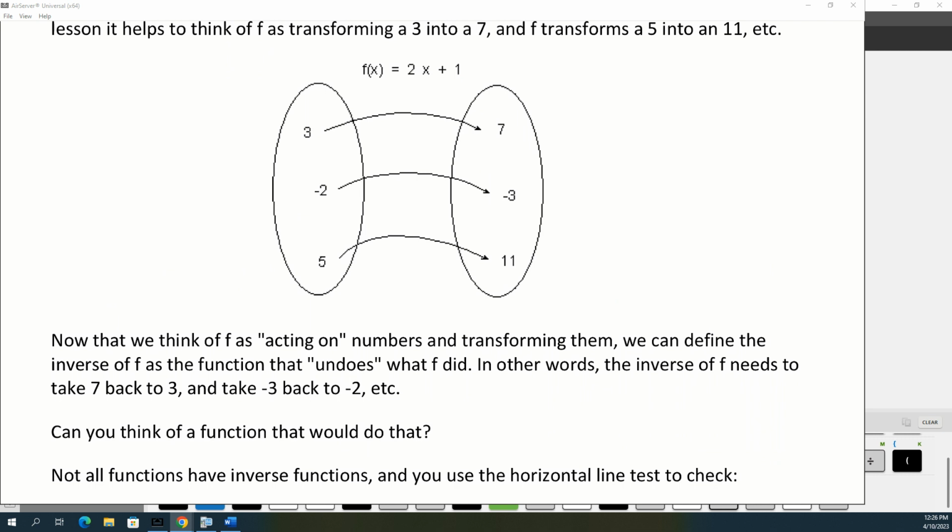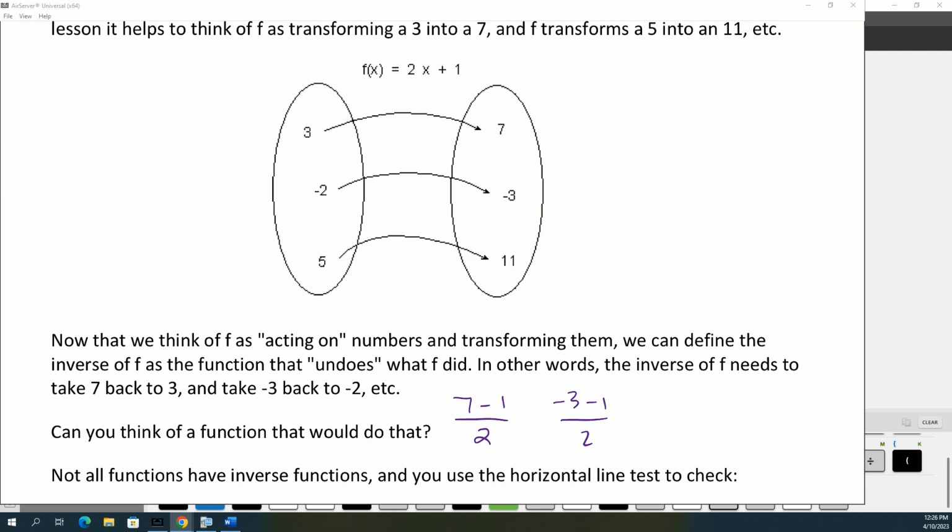Okay, so what you could do is take 7, and instead of adding 1, you subtract 1 from it. And then instead of multiplying by 2, you divide by 2. So that takes 7 and turns it into a 3. And then the same thing if it was negative 3: subtract 1 from it and divide by 2. It's going to give you the negative 2.